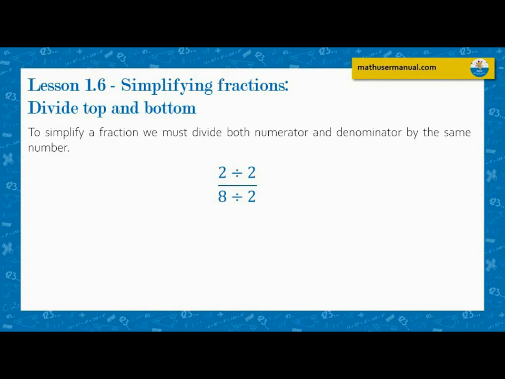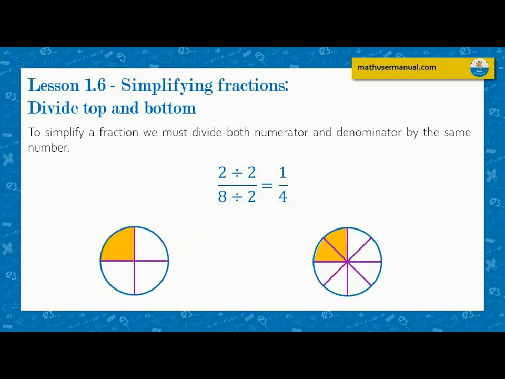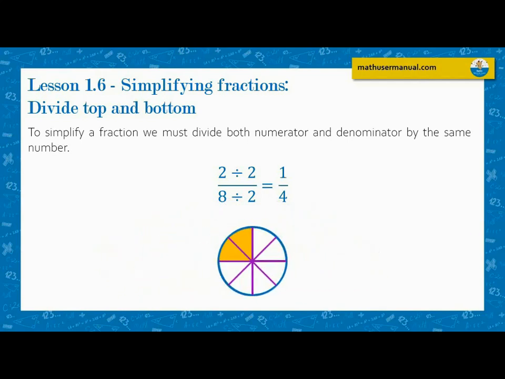So then what is this? 2 over 2 is 1. 8 over 2 is 4. So these two are equivalent fractions, 2 over 8 and 1 over 4. And we just proved that they represent the same part of the circle. So this is how we get equivalent, simpler fractions. Let's put this into practice.